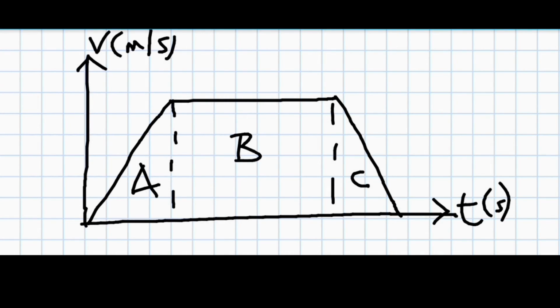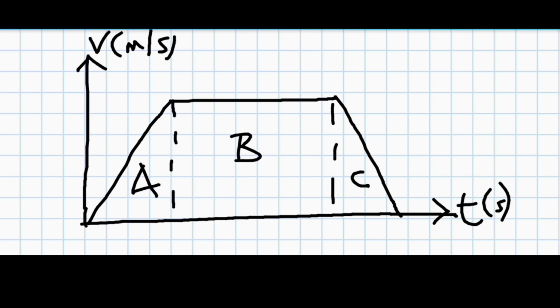Also in region A, we can get the distance covered during acceleration. In region B, we can get the distance covered during uniform velocity or uniform speed. And in region C, we can get the distance covered during retardation. To get the total distance covered, all we need to do is add up the distance covered in region A, region B and region C.